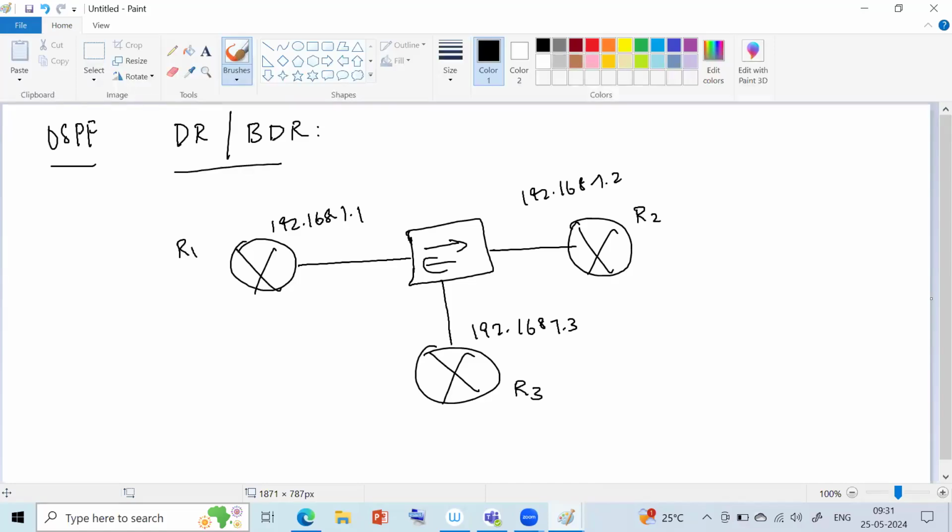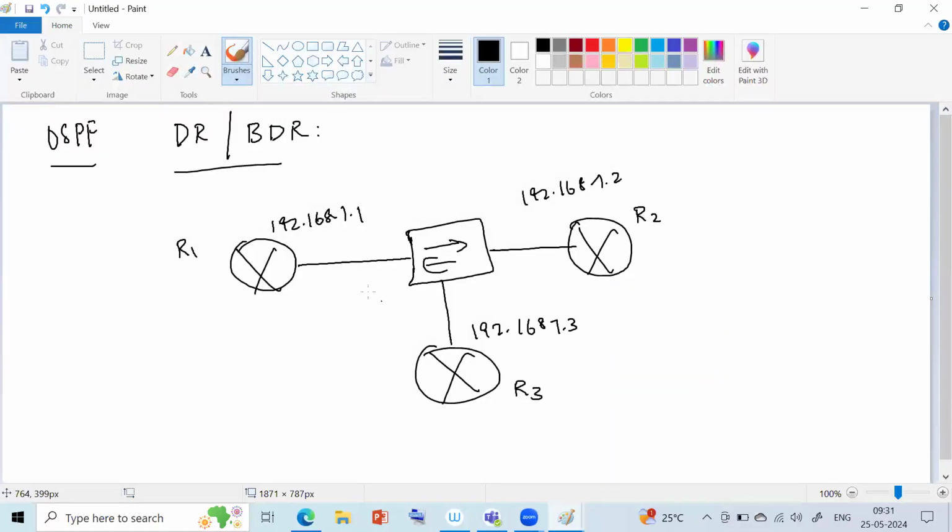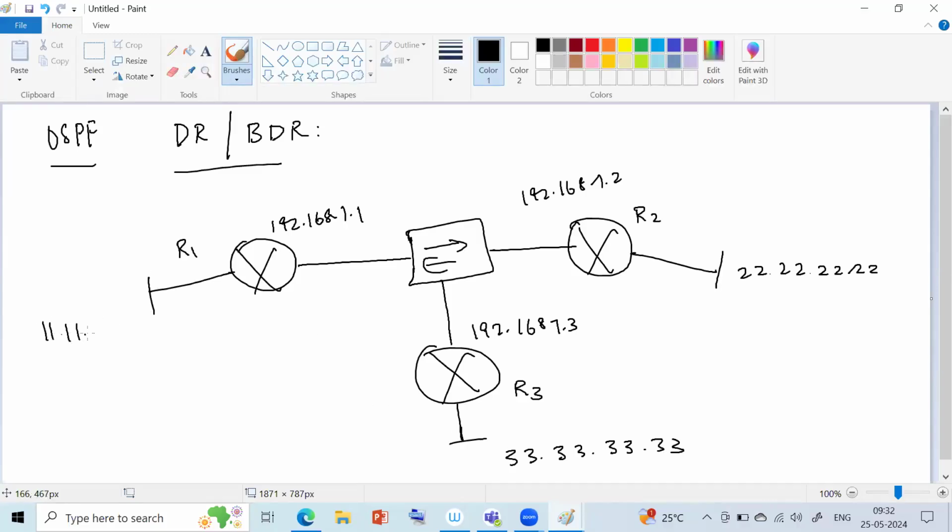Now, there are 3 routers, right? What do I have to do if I have to become neighbors? Now let's say all of them have a loopback. This is 22.22.22.22, this is 33.33.33.33 on the loopback, and this is 11.11.11.11.